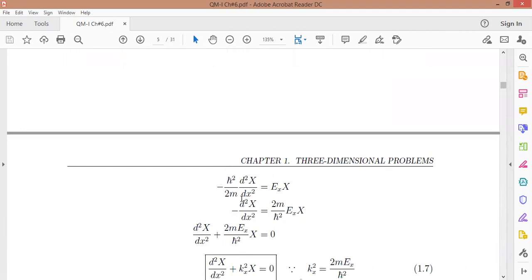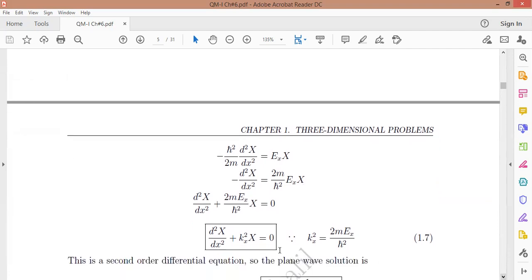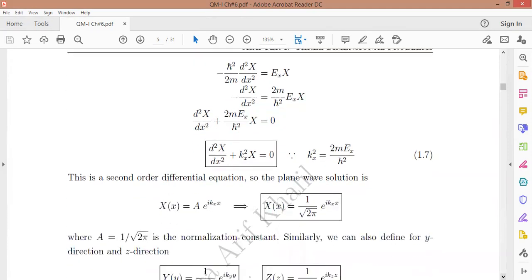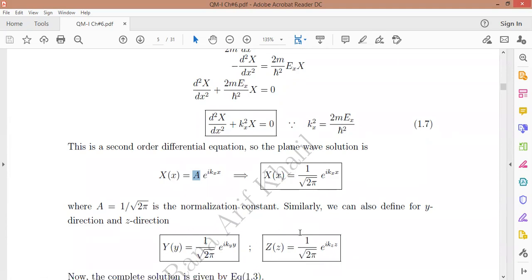Here, if you remember the fourth chapter, we write minus h bar square over 2m d2 psi over dx square equals E psi. But rather than psi, we have here X. X is just representing the wave function in x direction. You can solve this, and this is a second order differential equation. Here kx square is equal to m Ex over h bar square. Hence, this equation has the solution A e to the power i kx x, and A is some normalizing constant. We can calculate A is equal to 1 over square root of 2 pi. Similarly, for the y dimension, for capital Y, and likewise for capital Z, we have this solution.